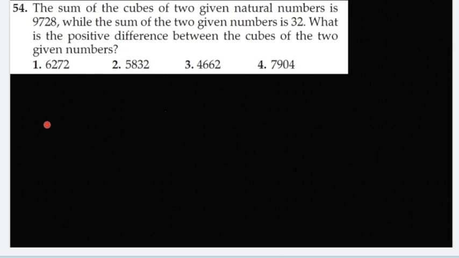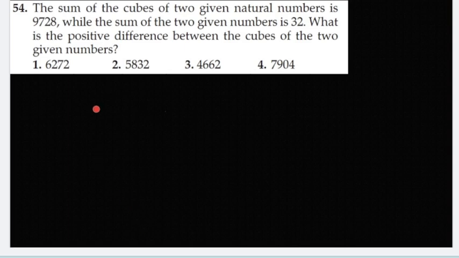So the 54th question: the sum of the cubes of two given natural numbers is 9728, while the sum of the two given numbers is 32. What is the positive difference between the cubes of the two given numbers?